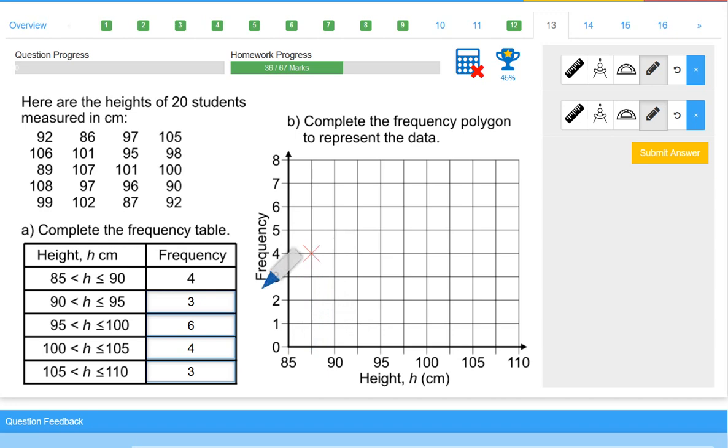So for my next row, between 90 and 95, well, that's 90, it's 95. It's going to be along this line here, and I'm going to look for 3 between 90 and 95. For my next one, between 95 and 100, because 95 is 100, it's going to be along this line. It's going to go up to 6. If I was between 100 and 105, it would be along this line. It's 102.5. Going to go up to 4.